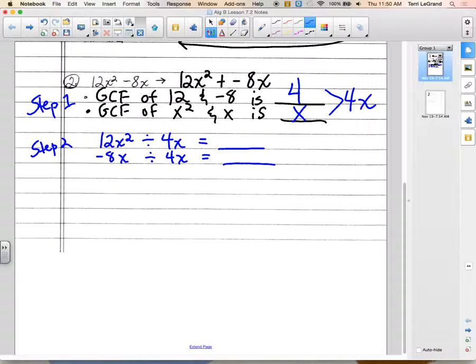So when you're doing that, you say to yourself, what's 12 divided by 4? 3. What's x squared divided by x? X. Okay, again, for those of us who couldn't do that up here, we would just do something like this. We would say we have 12 times x over 4 times x. And maybe that's how we have to look at it. 4 goes into 12 3 times. These x's cancel, and notice we have 3x left.